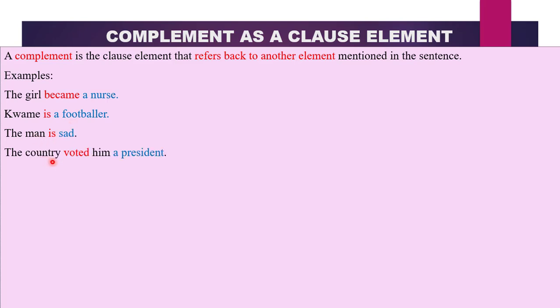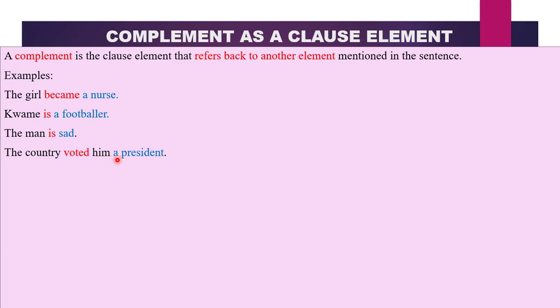The country voted him a president. Now over here, we have our subject, the country. Voted, our verb, but it is an action word. Him is receiving the action or suffering from the action, voted. So it becomes our object. And a president refers back to the object, which is him. So this becomes the complement of the object.